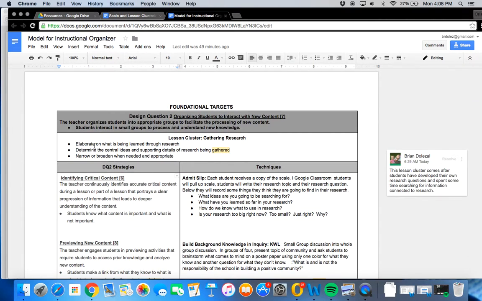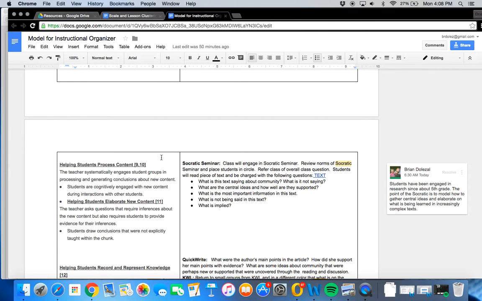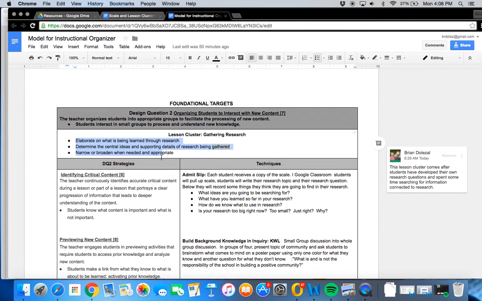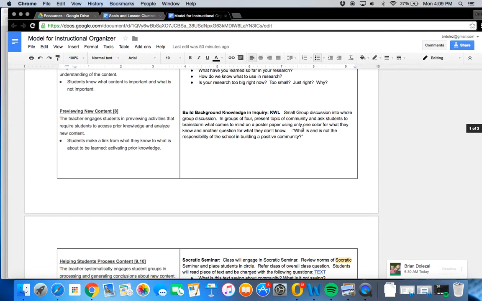With this research unit, kids are going to be doing different topics. So I need a way to do a little bit of small group instruction, but also whole group instruction on how I know that kids can elaborate on what they're learning through research, determine central ideas and supporting details, and narrow or broaden when appropriate. So I'm going to do a lot of small group conferring with kids individually, but I'm also going to use some Socratic seminar to help students show me and also elaborate on what they're learning through text, determining central ideas. I'm going to use an inquiry around community.